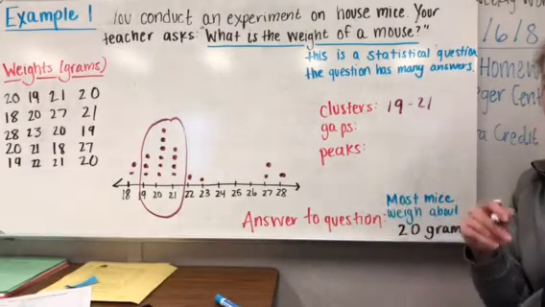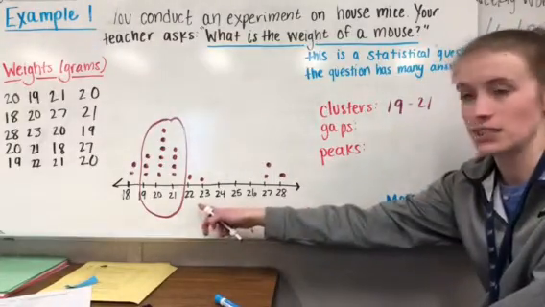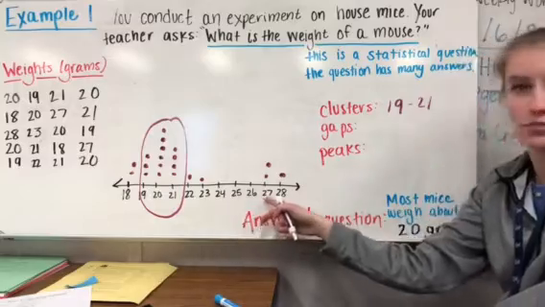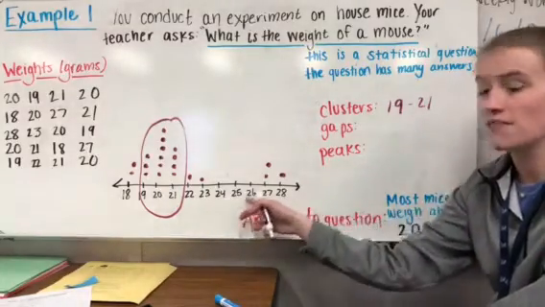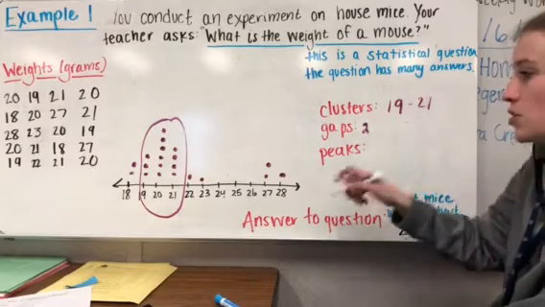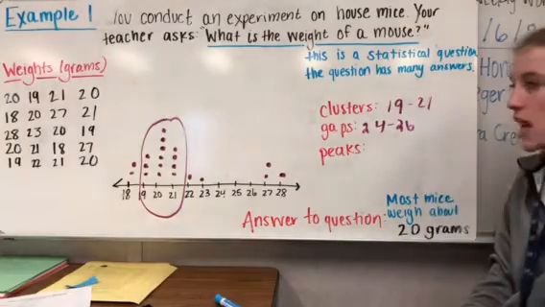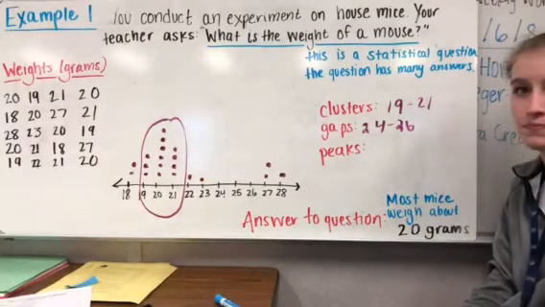A gap in the data set is any time that we see holes or spaces. Right here, I can see that I start at 23 and I have some data values at 27, but I have nothing in between. I could call my gaps then, well, I have a gap at 24, 25, and 26. So I can say my gap is 24 to 26.